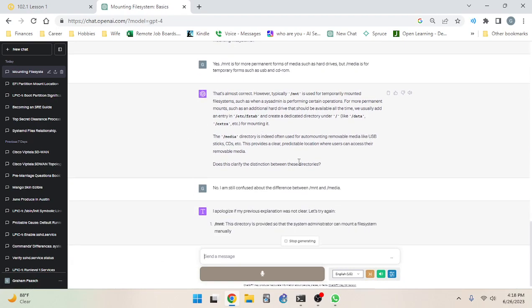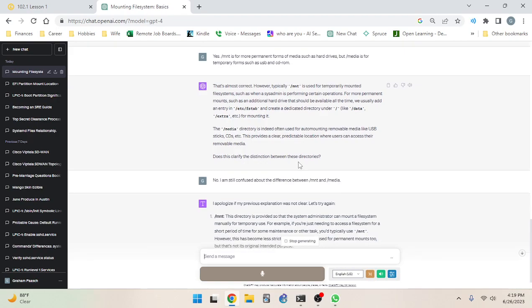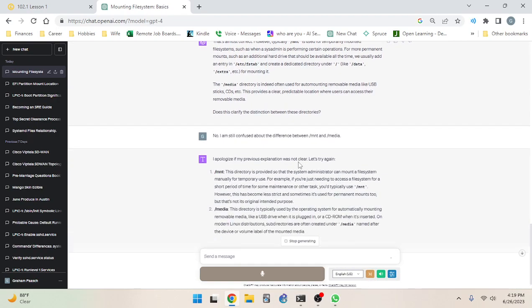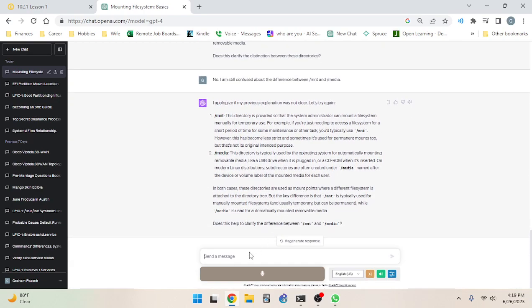I apologize if my previous explanation was not clear. Let's try again. MNT: this directory is provided so that the system administrator can mount a file system manually for temporary use. For example, if you just need to access a file system for a short period of time for some maintenance or other task, you typically use MNT. However, this has become less strict and sometimes it's used for permanent mounts too, but that's not its original intended purpose. Media: this directory is typically used by the operating system for automatically mounting removable media, like a USB drive when it is plugged in, or a CD-ROM when it's inserted. On modern Linux distributions, subdirectories are often created under media named after the device or volume label of the mounted media for each user. In most cases, these directories are used as mount points where a different file system is attached to the directory tree. But the key difference is that MNT is typically used for manually mounted file systems and usually temporary, but can be permanent, while media is used for automatically mounted removable media. Does this help to clarify the difference between MNT and media?